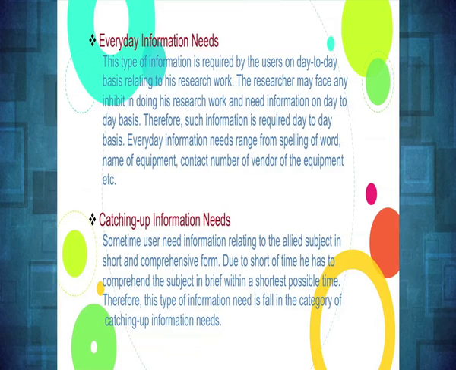And the fourth type of information need is called catching up information needs. Sometimes the user needs information relating to an allied subject in short and comprehensive form. Due to shortage of time, he has to comprehend the subject in brief within the shortest possible time. Therefore, this type of information need falls in the category of catching up information needs.